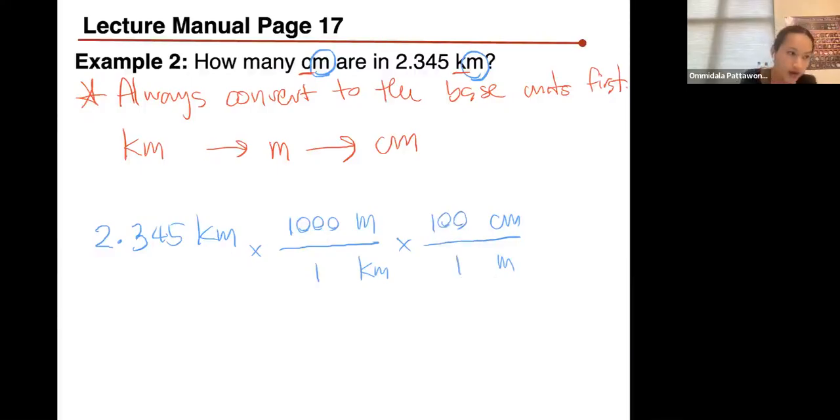If you do this correctly, your answer is going to come out to be 2.345 times 10 to the 5th centimeter. Makes sense, right? Because you're going from a big unit, the answer in the smaller unit, which is the centi, is going to be a lot larger than this number right here. But these two represent the same value.